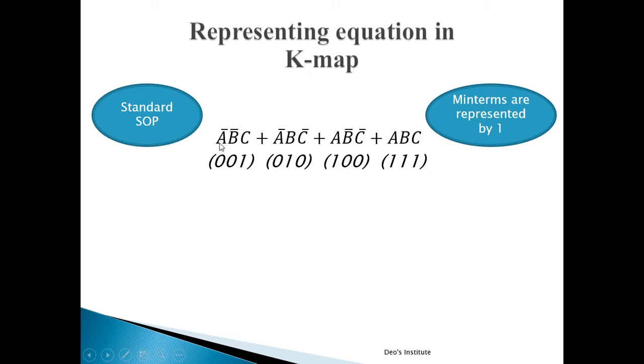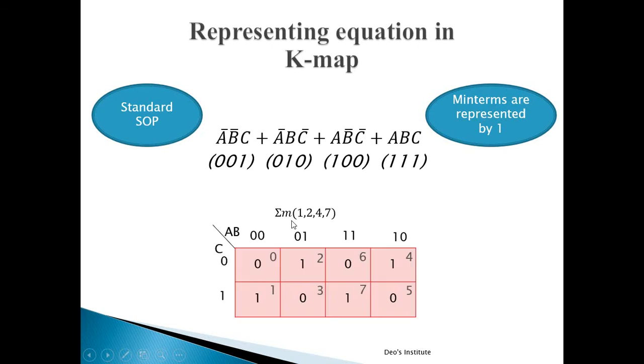Again, make sure that the order of the variables is the same, A, B, C. For the first minterm, it is 0, 0, 1. For the next, it is 0, 1, 0. For the next, it is 1, 0, 0. And for the last, it is 1, 1, 1, all three uncomplemented. Now we write the decimal equivalents: 0, 0, 1 is 1, 0, 1, 0 is 2, 1, 0, 0 is 4, and 1, 1, 1 is 7. So in short, this equation can be represented as the sum of minterms 1, 2, 4, 7. Now we have to map these minterms to the K-map.